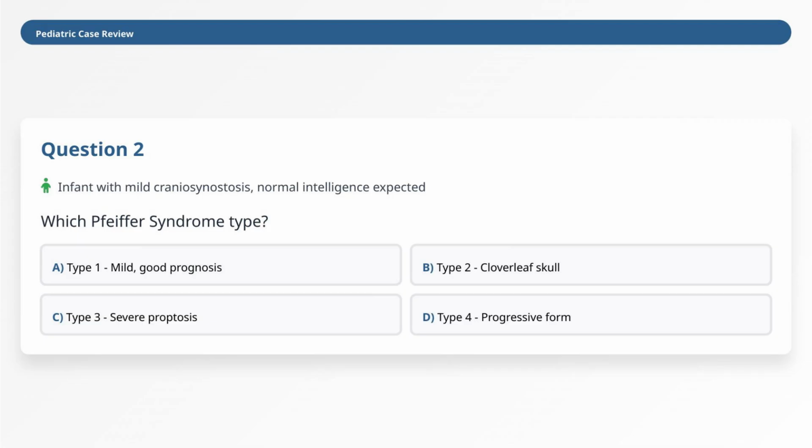Question 2. An infant presents with craniosynostosis and broad digits. The skull deformity is mild, and developmental assessment suggests normal intelligence potential. Which Pfeiffer syndrome type best describes this presentation? Option A, Type 1 with mild features and good prognosis. Option B, Type 2 with cloverleaf skull. Option C, Type 3 with severe ptosis. Option D, Type 4 progressive form.